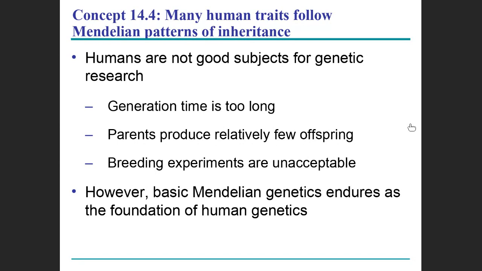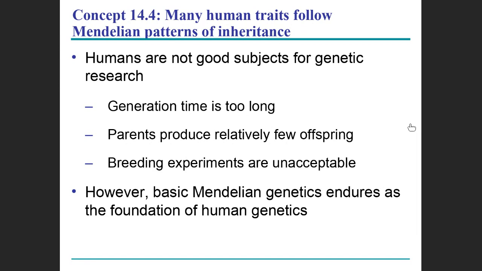And of course, we cannot selectively breed humans to see what would happen. Although it's been tried before, we can't use humans for genetic experiments. It's illegal and unethical. But we can use plants and animals, right, and see what happens to them.